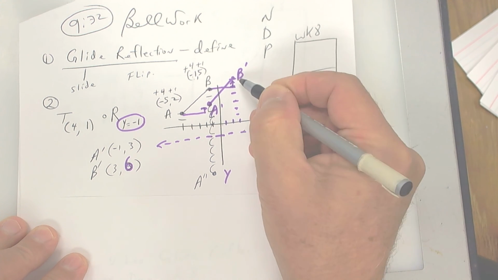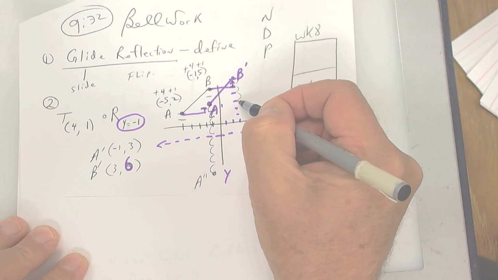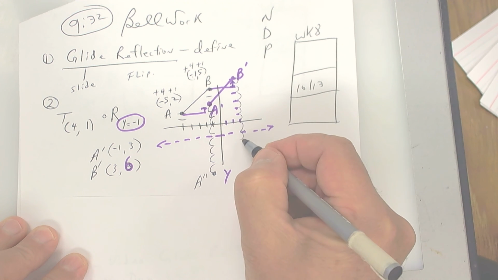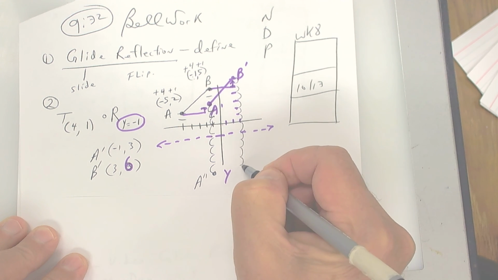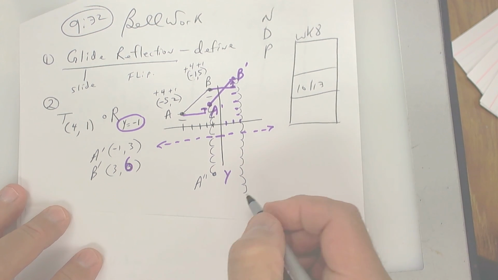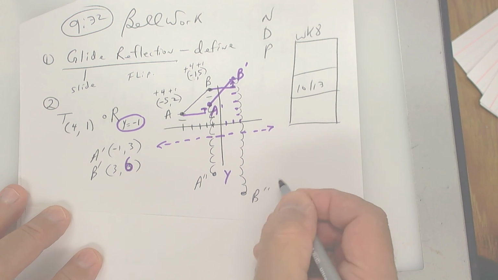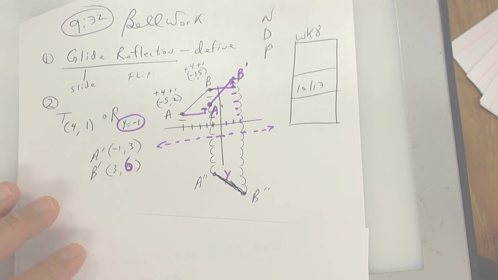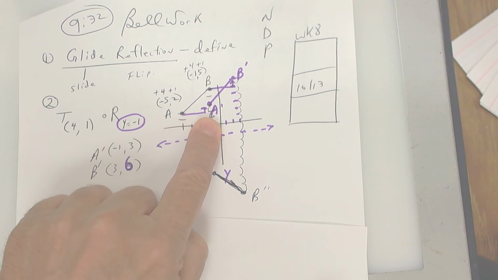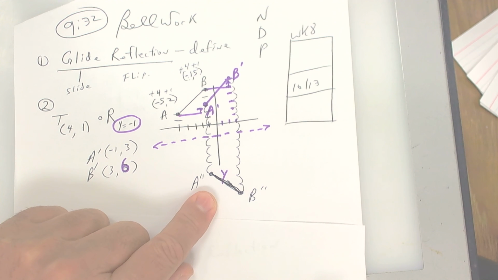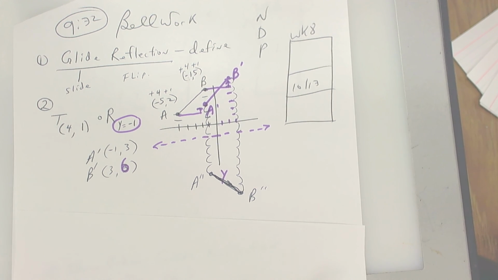Okay? And then this one, let's see how far to this line. So 1, 2, 3, 4, 5, 6, 7. So you're going to go down 7. You're going to put another one here. We're going to call that B double prime, and it's going to look like that. So look at what we did. We slid it over and up, and then we flipped it over that line. So that is a glide reflection. We're going to watch a video on that in a moment.